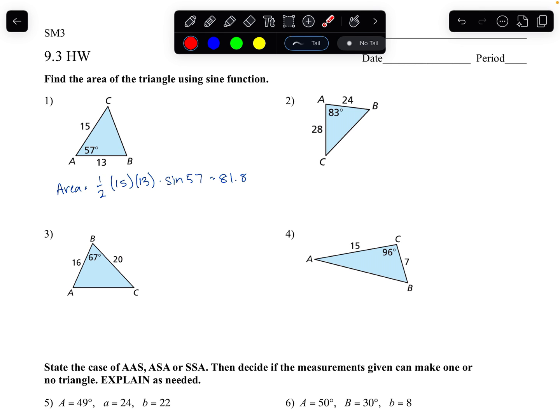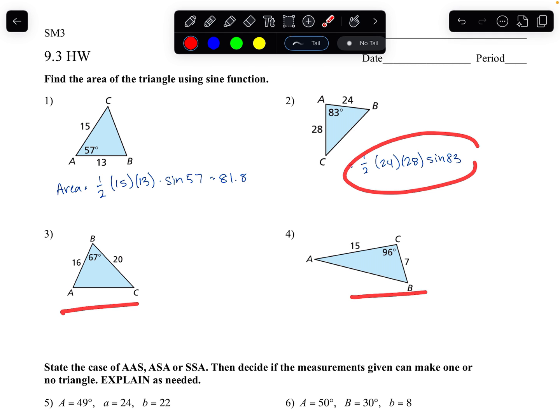If I can do one more just to show you guys, for this one, I would say that the area is equal to 1/2 times 24 times 28 times sine of 83. Type that into your calculator, get an answer. You'll do the same thing for 3 and 4.